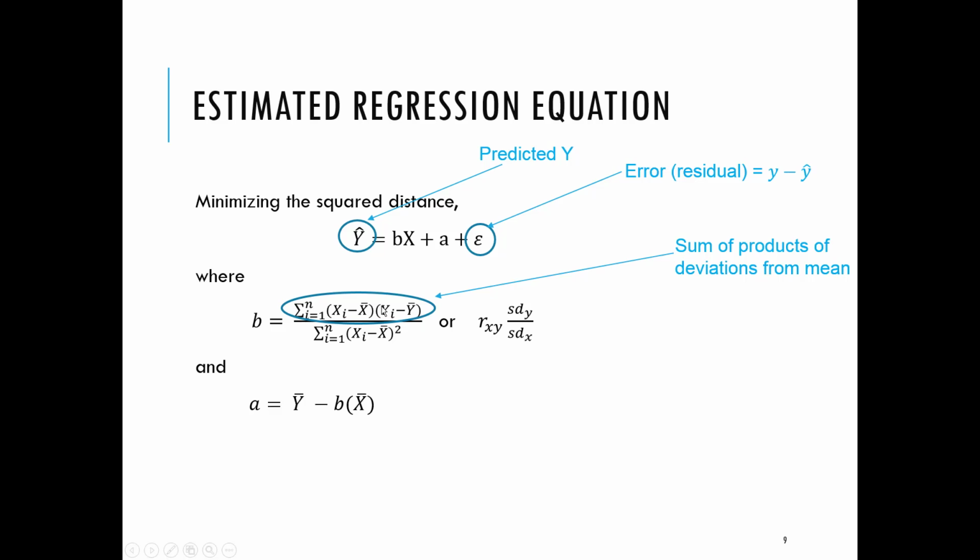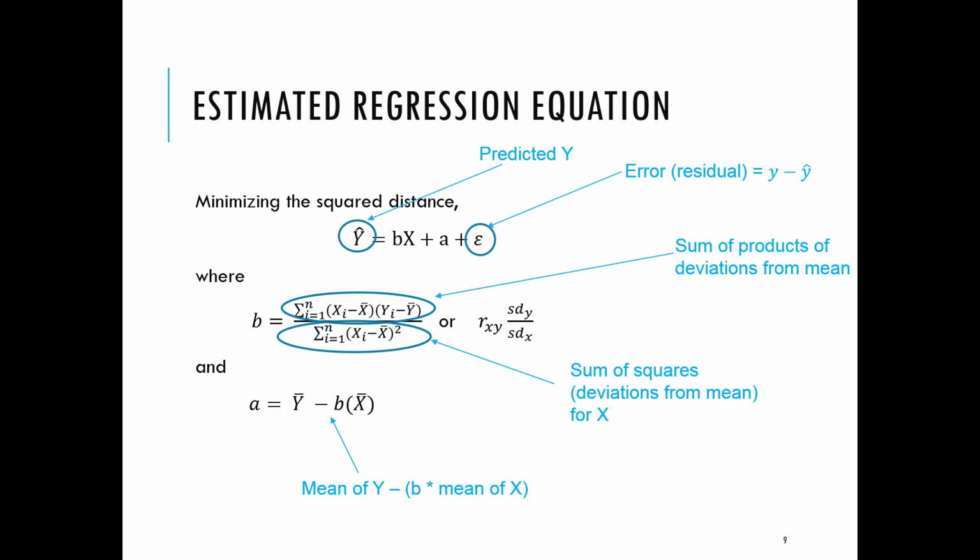And then the denominator is the sum of squares, where you take the deviation from the mean for the x, and then square that and sum it all up for all your data points. And so that's it. And then the intercept is y bar minus the slope times x bar, which is really saying the mean of y minus the slope times the mean of x. Pretty easy. So that's what the regression equation is showing you.